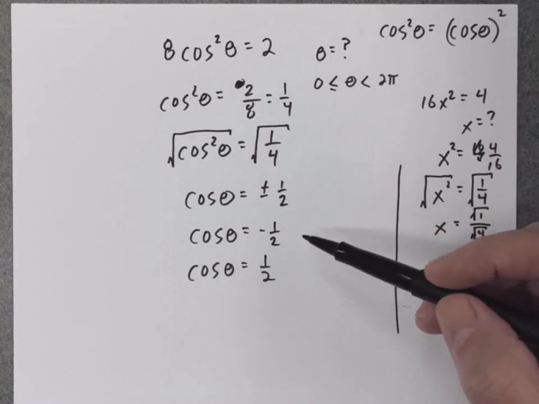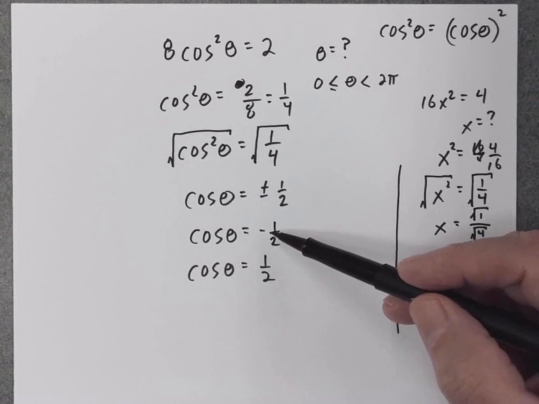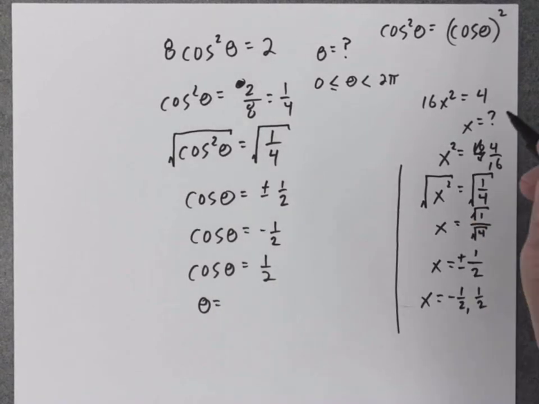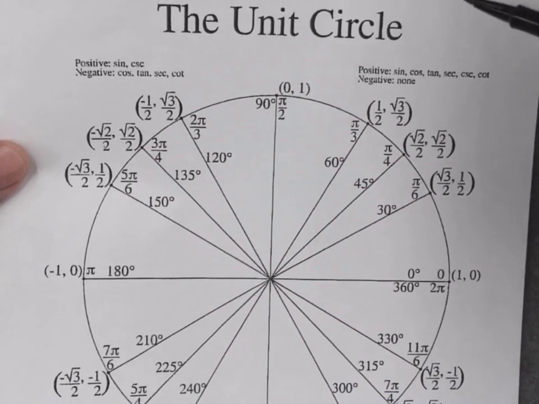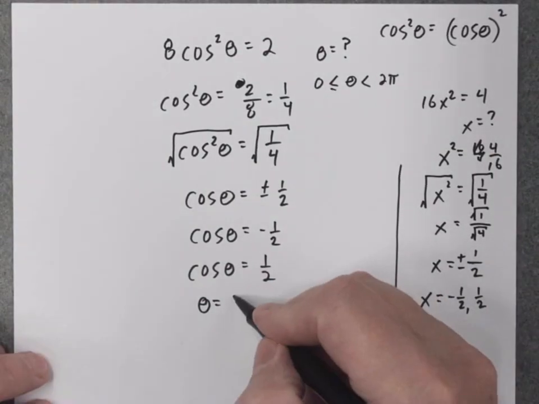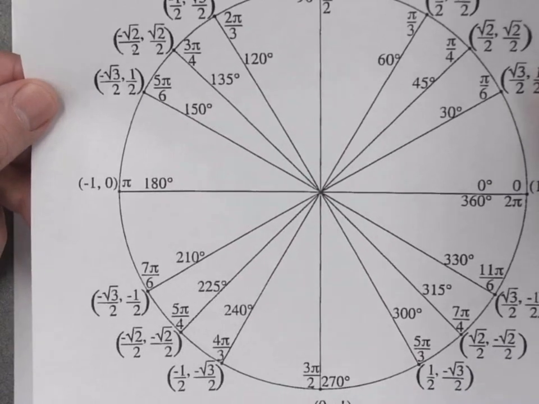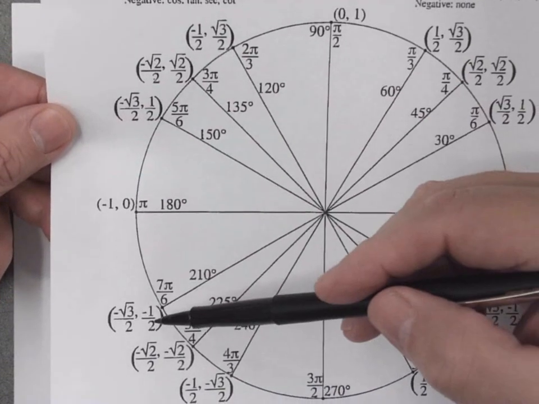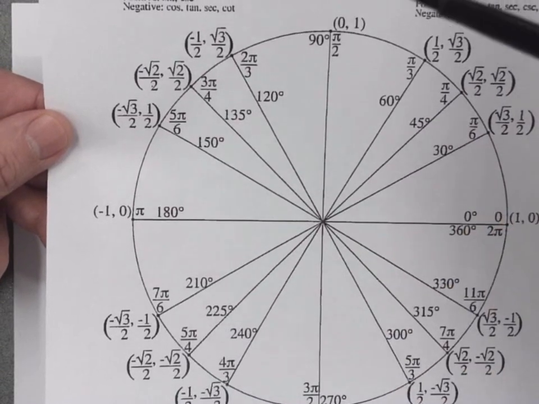So really, to make it simple, let's go around the unit circle. Let's just do the negative 1/2 first. What are the angles where the cosine is negative 1/2? And actually, here's 2 pi over 3. Now, you've been using the circle enough to know there's probably another one. So 2 pi over 3, and down here, cosine of 4 pi over 3 is negative 1/2.